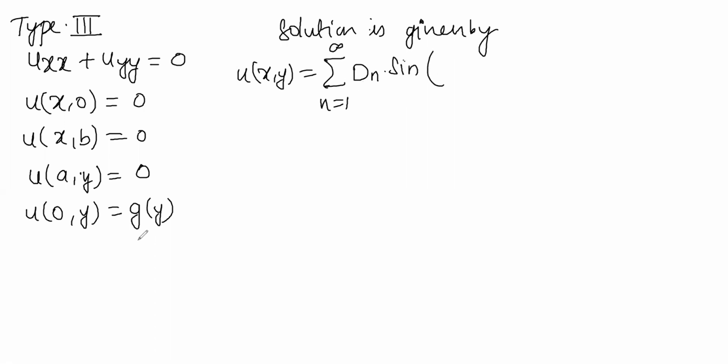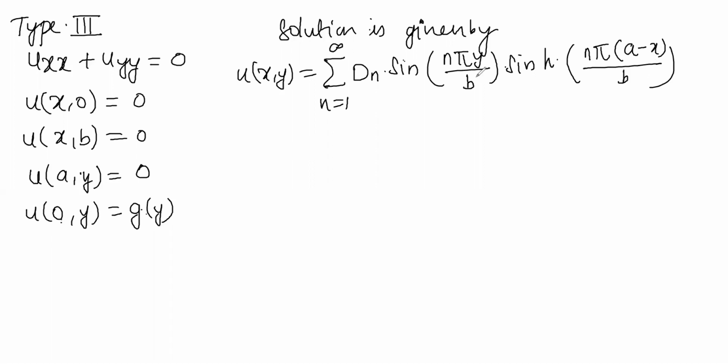Now see, since the question is given in y, in the trigonometric function I'll get y, so n pi y, and when it is y, then in the denominator it will be b. Then in sine hyperbolic, I have to decide. Look at the condition: the condition is u(0, y) equal to g of y. So if I put x equal to 0, then I'm getting some g of y. To use this condition, I need to put here n pi, a minus x, upon b. So that will be my solution.